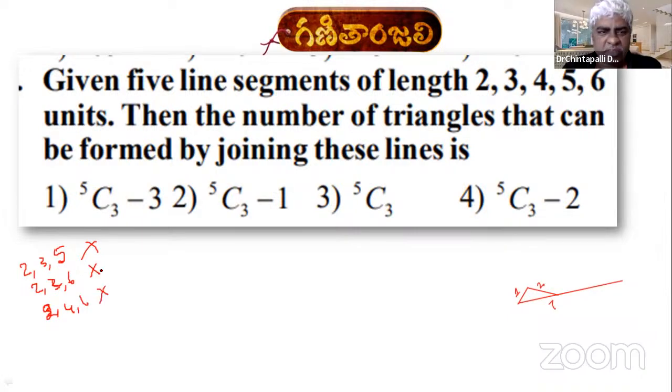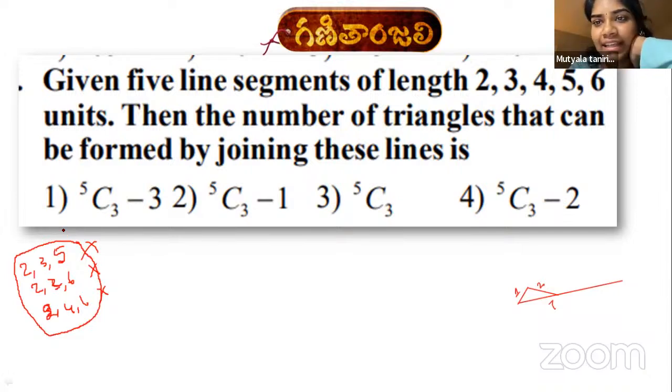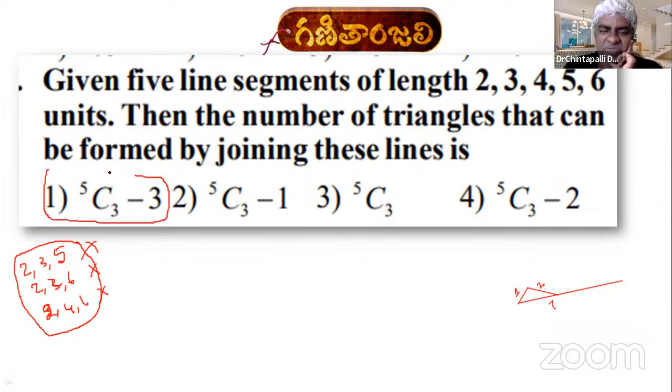No, sir. That's why the three triangles, 3 options. That means 3 cases are to be subtracted from the total number of cases. Then it's 5C3 minus 3, sir. That's good. Such types of twists are there.